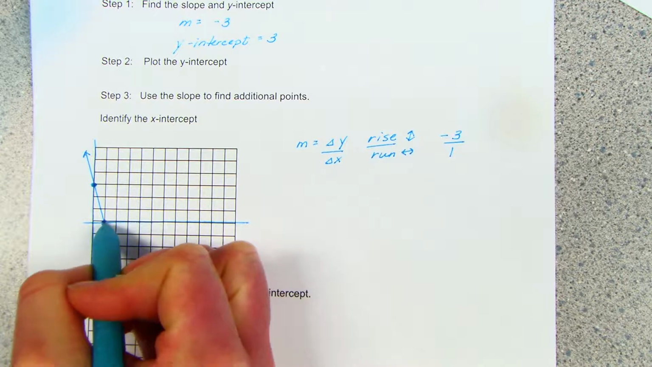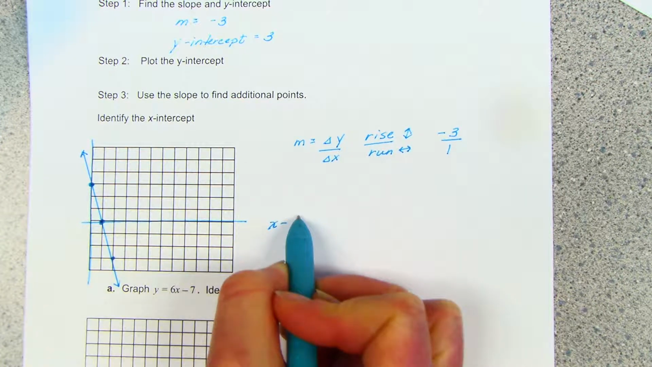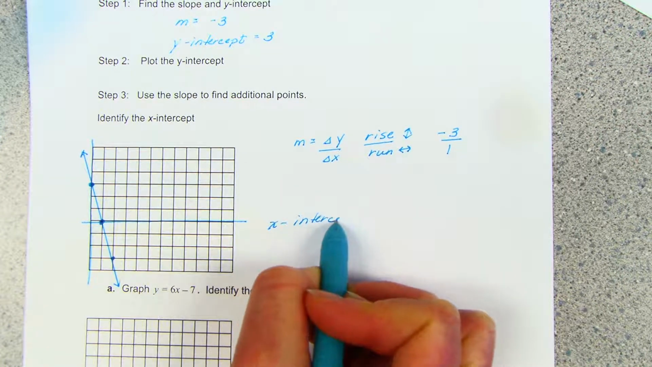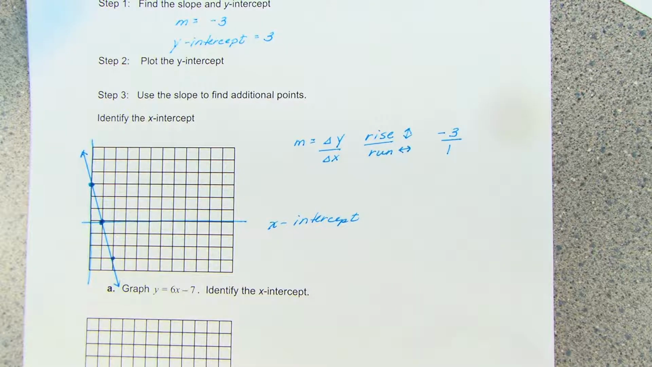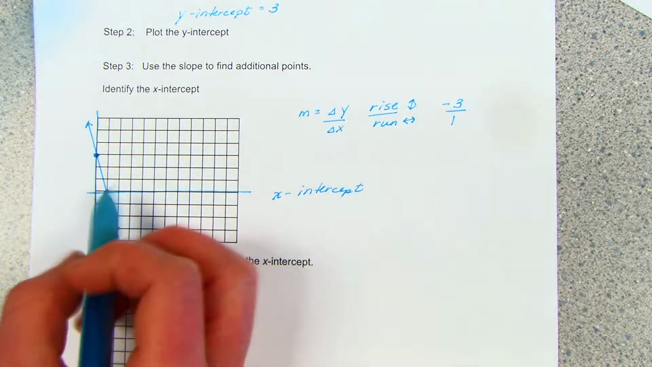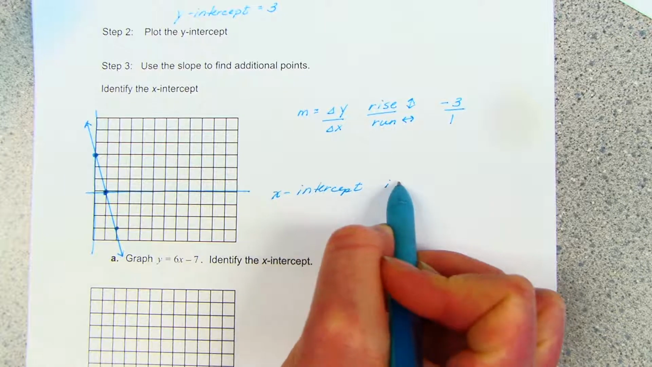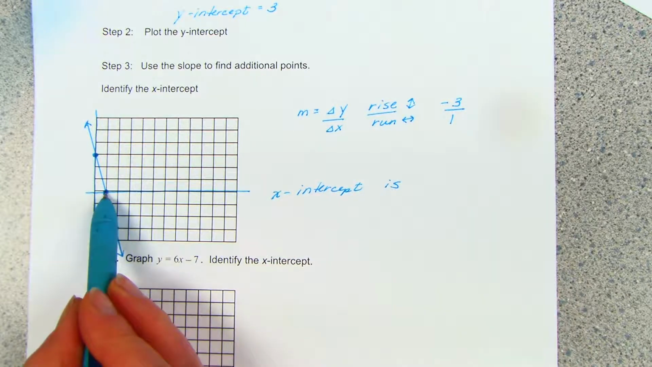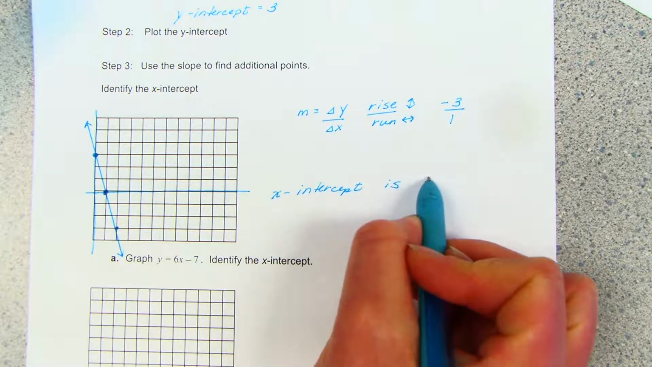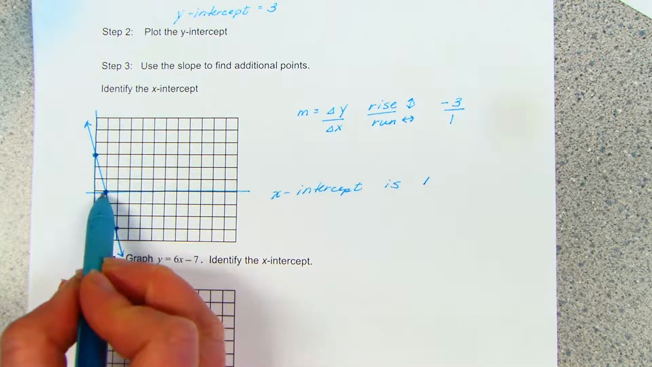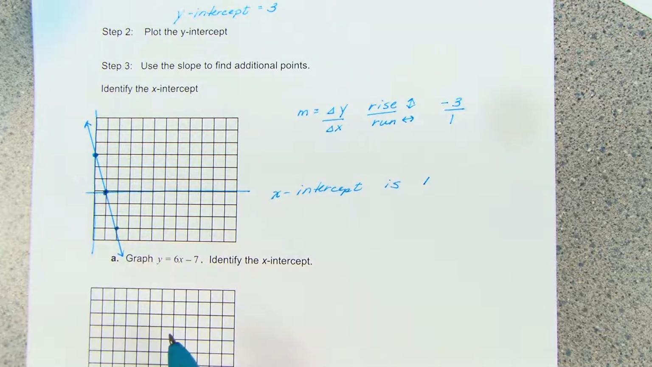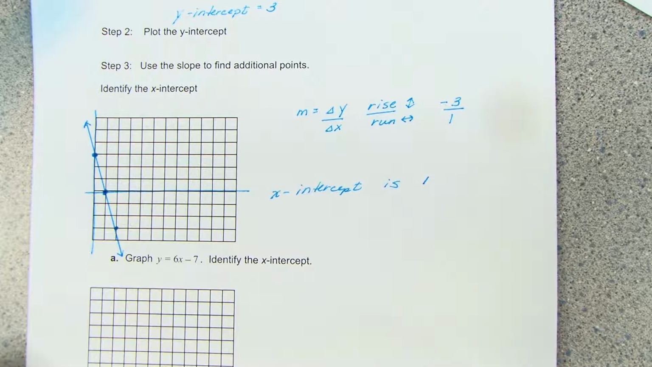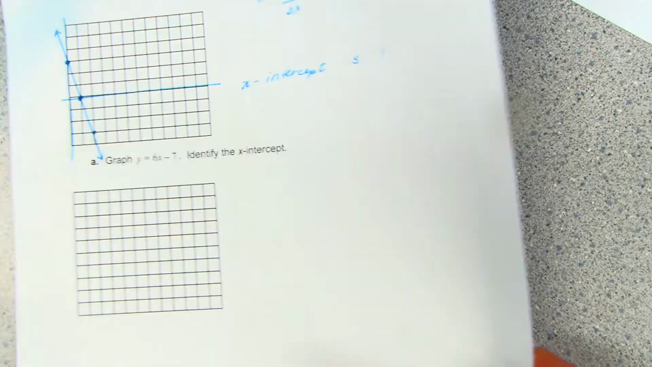Oh, it's this point. We're looking for the x-intercept. So on this first example, it's easy to see the x-intercept. It is at 1. It's right there. X is 1 when y is 0, right? In the second example, we'll need to solve it algebraically.